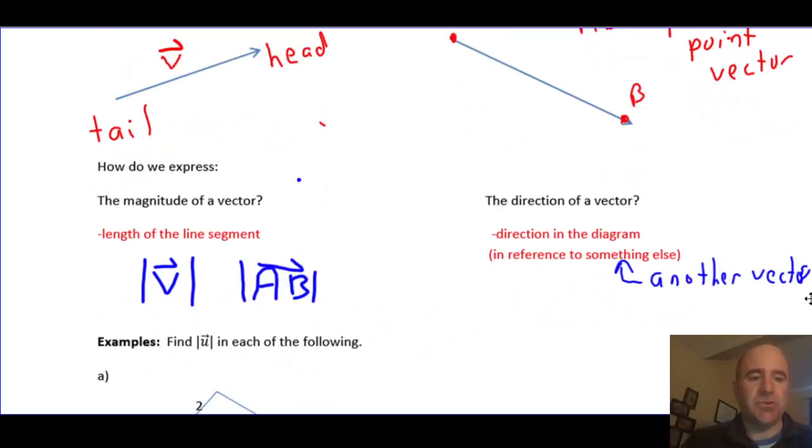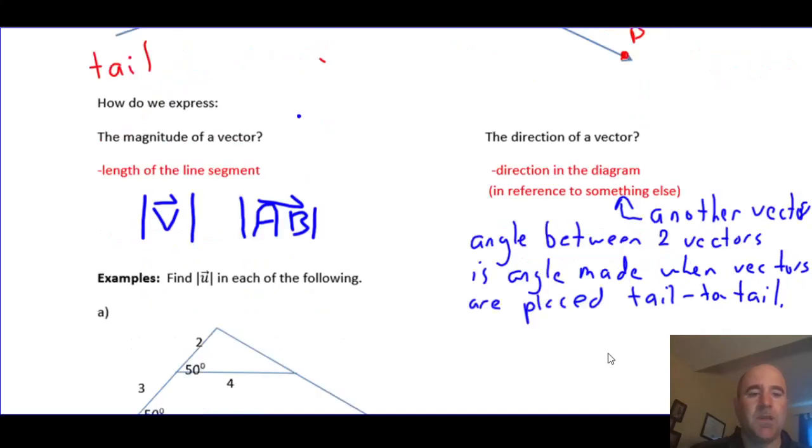Now it's important to talk about too, when we talk about the direction of a vector, it might be made in reference to something else, like another vector. If we give the angle between two vectors, it's assumed that the vectors are placed tail to tail. So if I talk about two vectors and say that vectors A and B have an angle of 30 degrees between them, that means the vectors are placed tail to tail. As you can see there, I've drawn those two vectors A and B tail to tail, and the angle between them, which we often call theta, is measured when they're placed tail to tail.